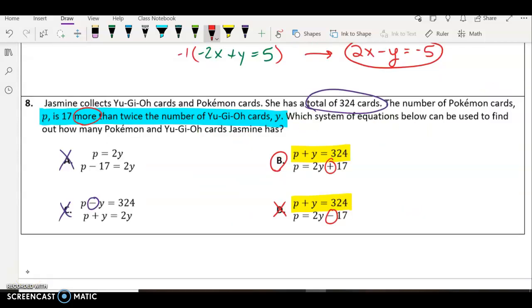This problem is really a game of elimination. I eliminated the ones on the left because you can see the first equation that I highlighted in yellow is correct because of the total number of Pokemon and Yu-Gi-Oh cards. And then I eliminated it because of the word more. It's 17 more, not 17 less. So it should have a plus sign, not a minus in that second equation. So the answer is B. Try number 9 and then check your answers. Pause the video.